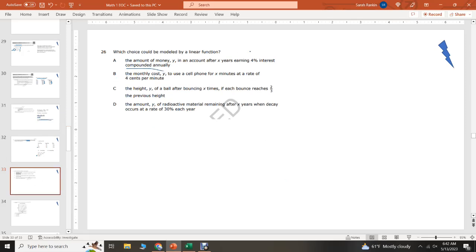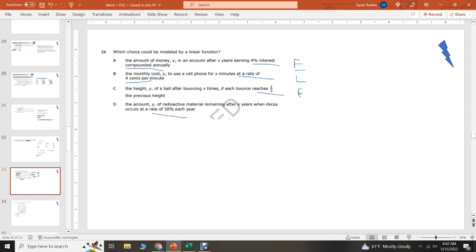Compounded is an interest rate. A percent is always going to be exponential, right? So this one's exponential. That's not linear. I can't put an E there. That's exponential. The monthly cost is in minutes at a rate of 4 cents per minute. So it's going up 4 cents, the same amount every single time. It's the same amount as opposed to a percent. 2/3 is a percent. 30%. So the one that's linear is this second one, all right?